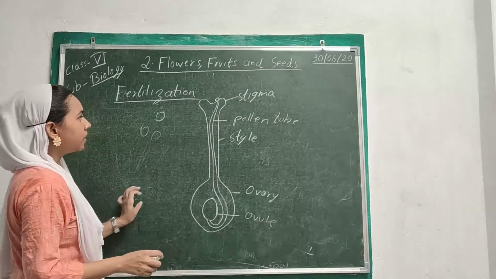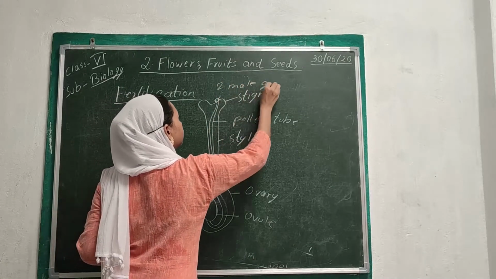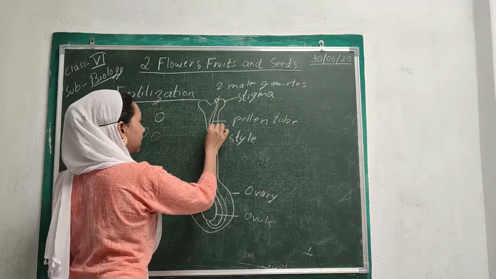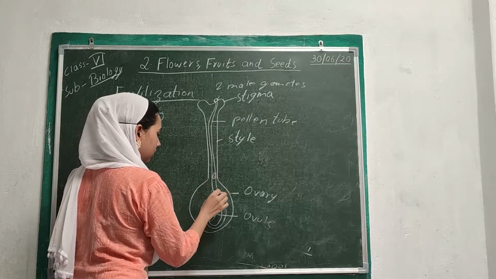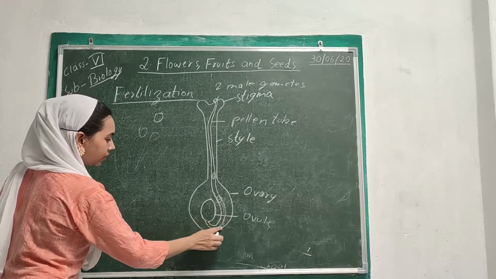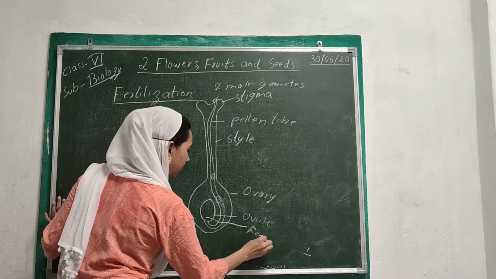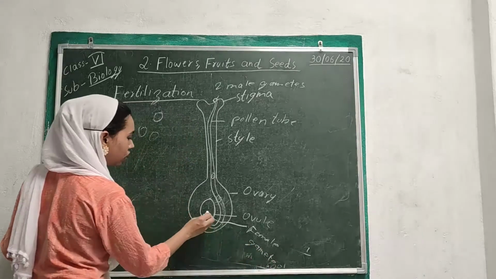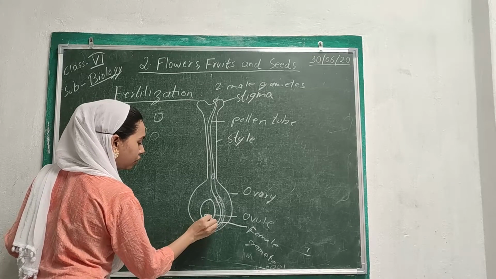Remember, inside the pollen grains, I said there were two male gametes. So these two male gametes enter the ovule through this tube. There are two male gametes, one is here, another one is here. Next, what will happen? One of them will enter the ovule, inside which there was the female gamete. So one of the male gametes will come and fuse with the female gamete.